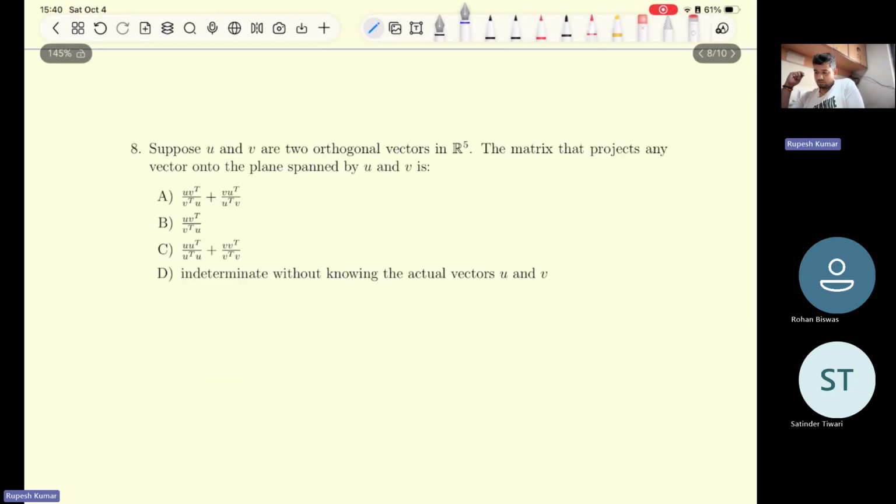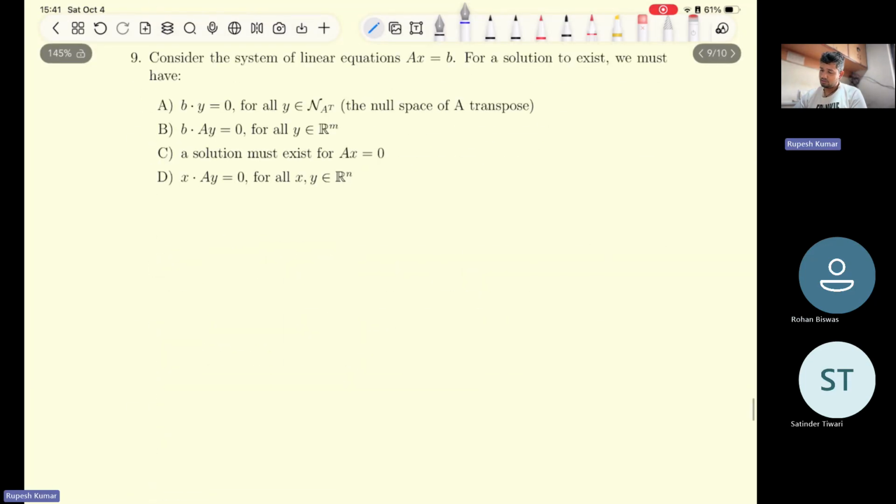So let's do question number 8. Suppose U and V are two orthogonal vectors in R5. The matrix that projects any vector onto the plane spanned by U and V is which one? I think this was directly covered in the class. This is option C. Option C, right? This was covered in the lecture itself.